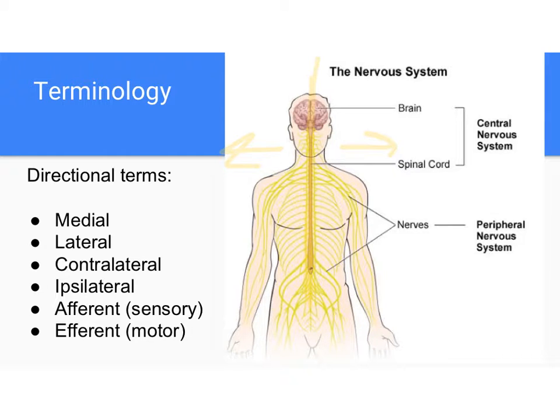And two other terms that we're going to talk about are afferent with an A, that's sensory information going to the brain, and efferent is motor information coming out to your muscles.